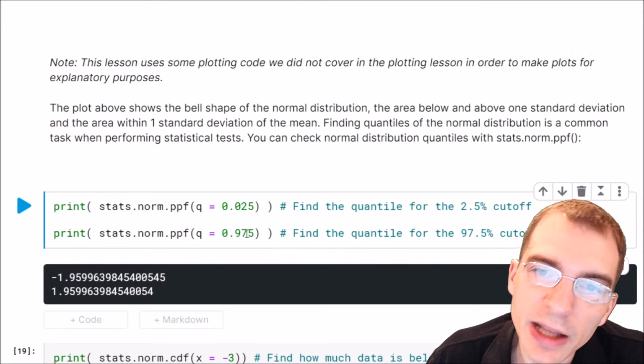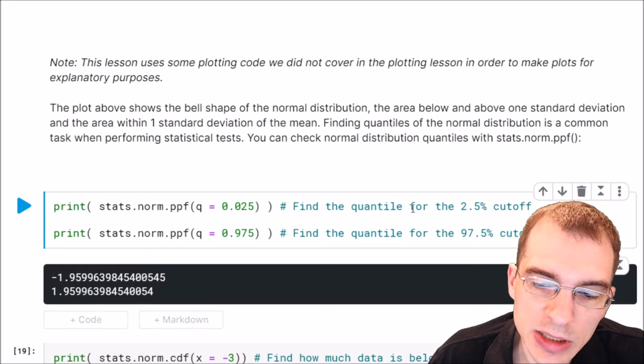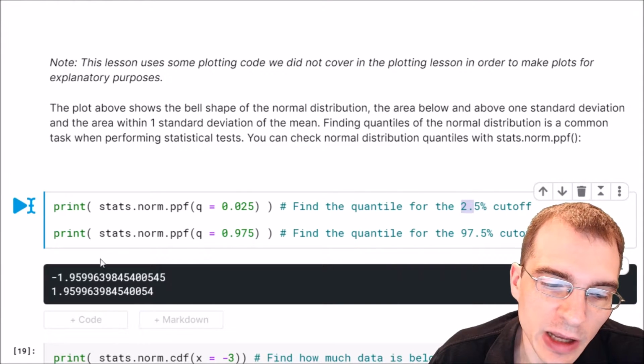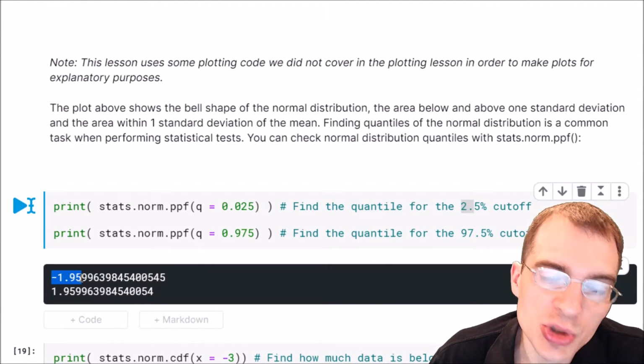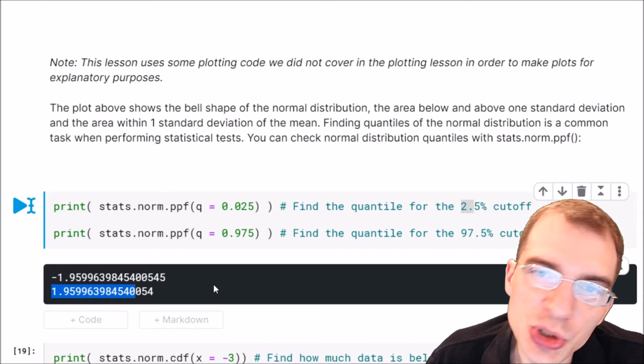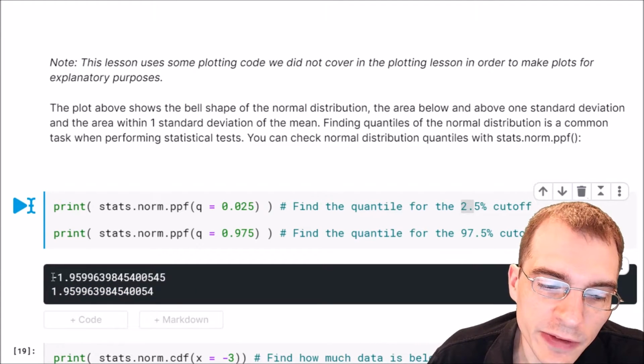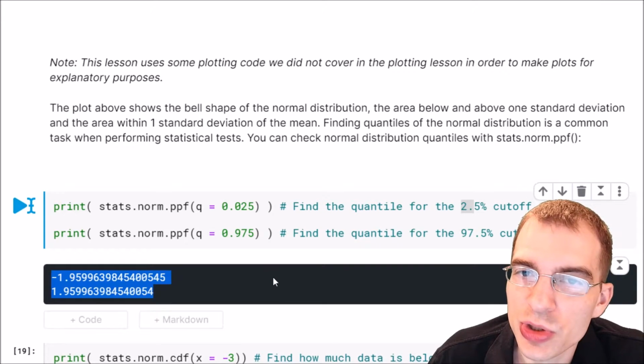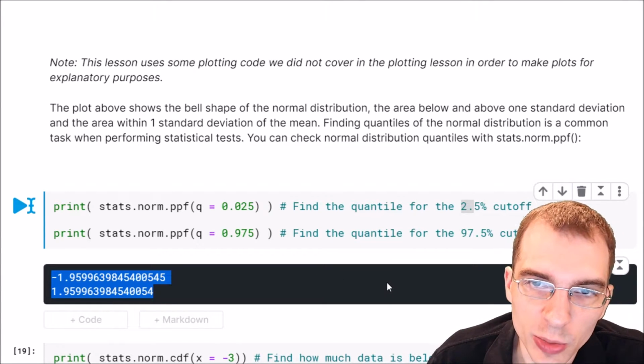Since this is a standard normal distribution, that means that approximately 95% of the data is within 2 standard deviations of the mean, because here this is almost -2 and this is almost 2. So that aligns pretty closely with the idea that about 95% of the data lies within 2 standard deviations of the mean for a normal distribution.